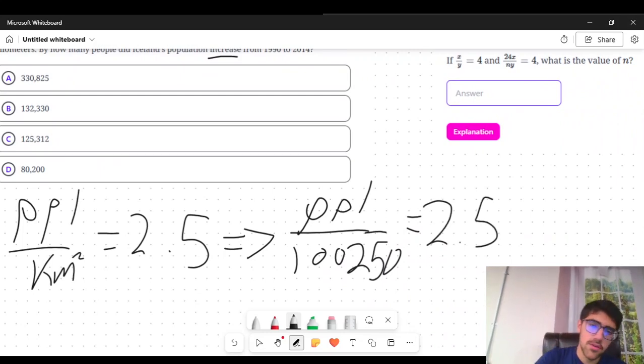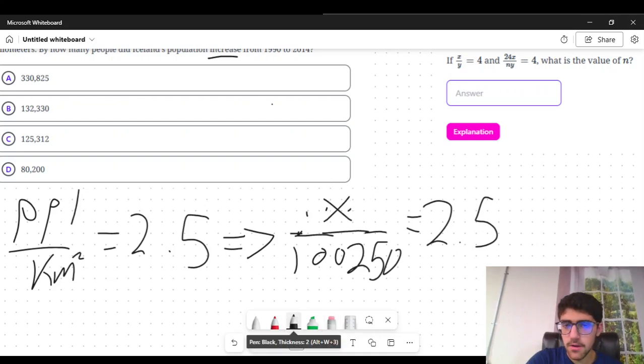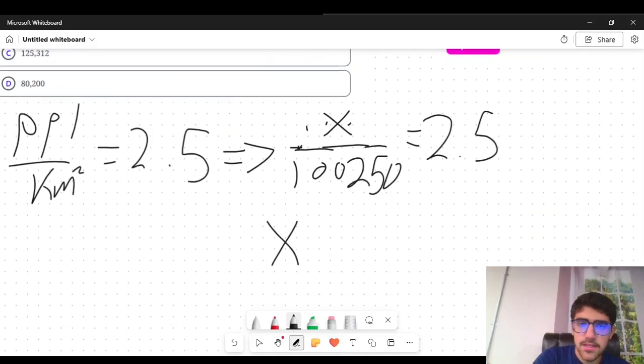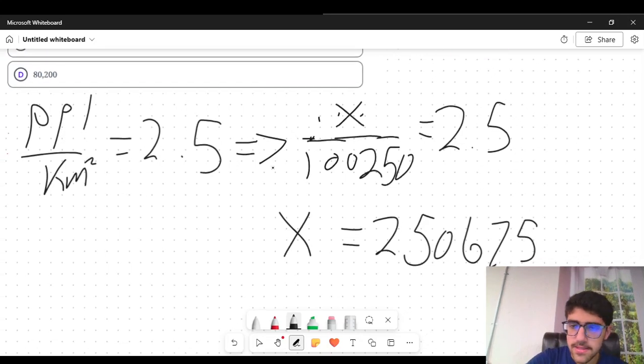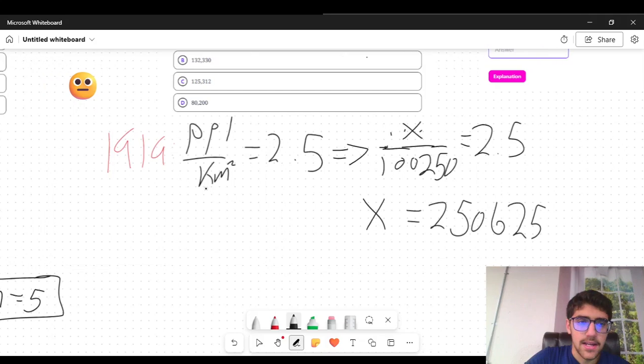From there, you see there's only one variable left, people. If this confuses you how I put it, you could just replace it with x and then just solve for x. x is equal to 250,625. And so that is the number of people in Iceland in 1990.